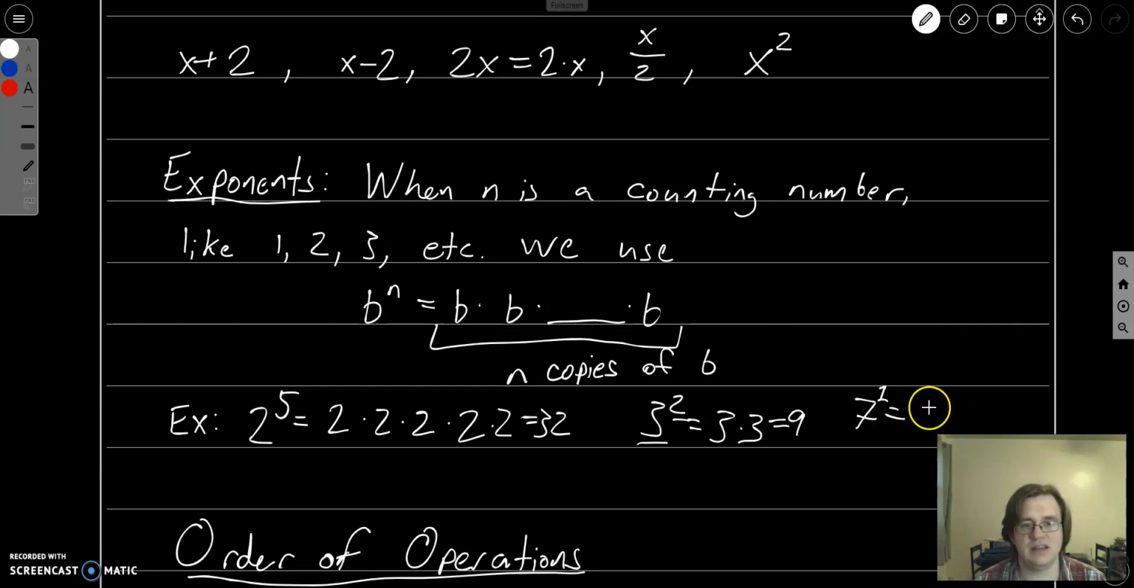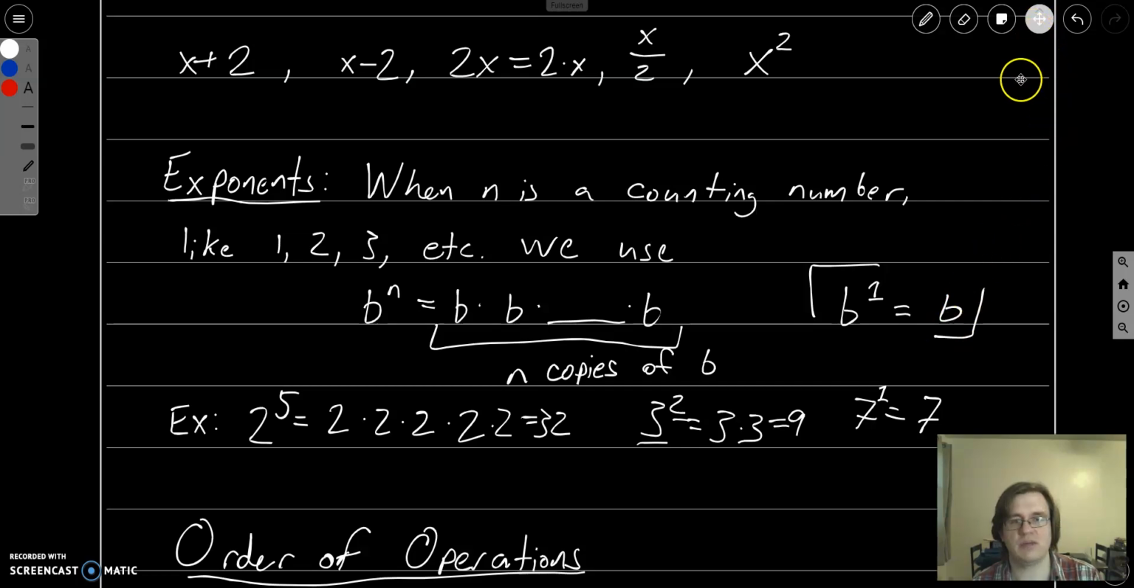And lastly, it's nice to point out that anything to the first power, I'm just going to take 1 copy of that number, and I'm done. So it's sort of nice to recognize that anything to the first power is just going to be itself. Just a handy little fact to keep in your back pocket.